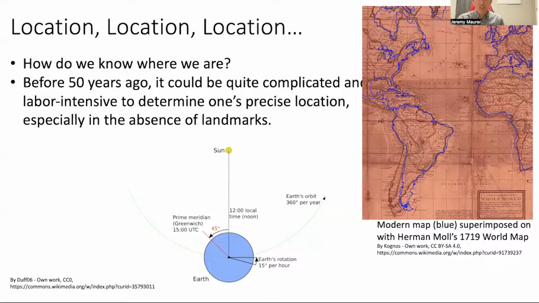You can see in this example map on the right, Hermann Moll's 1719 world map, with the modern map superimposed on the old map. You can see that there's been some change in the location of coastlines, and of course, that's not because those coastline locations have actually changed. It's because they didn't know exactly where they were. They weren't able to determine those locations as precisely as they needed to. And you can see that longitude is the more inaccurate measurement here. Longitude in particular was very hard to measure in the past.